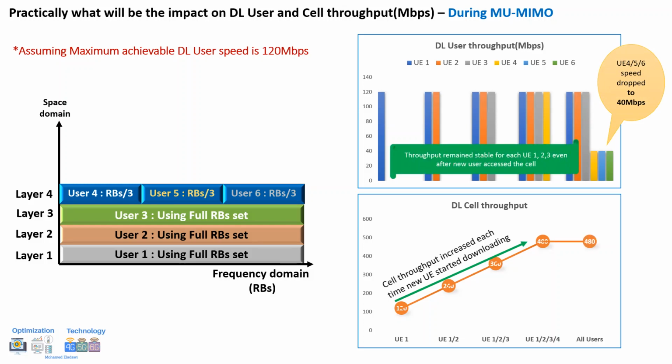As seen here, the downlink user throughput for user 1, 2, 3, and 4 remains stable even after new users were accessing the cell. However, the downlink speed of user 4 almost reduced by 3 times after user 5 and 6 accessed the same layer which was being used by user 4, and it was also observed that downlink cell throughput almost increased by 4 times since the massive MIMO cell has utilized 4 different layers among all users.